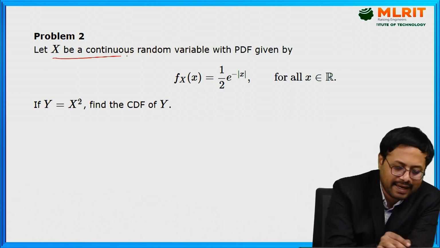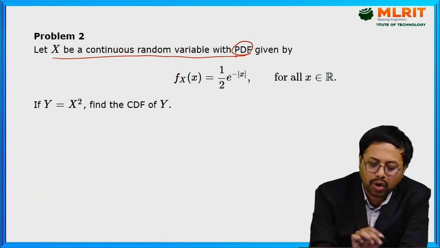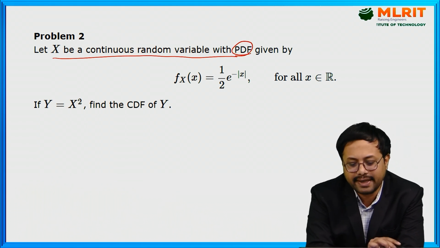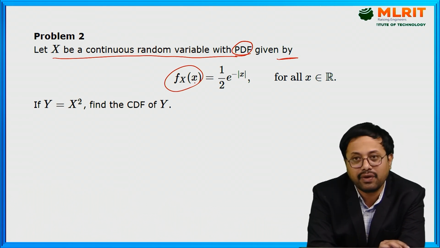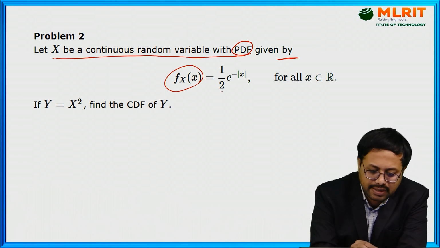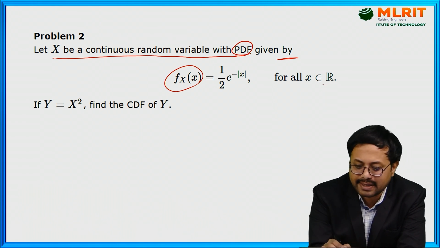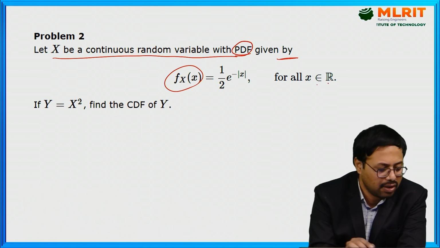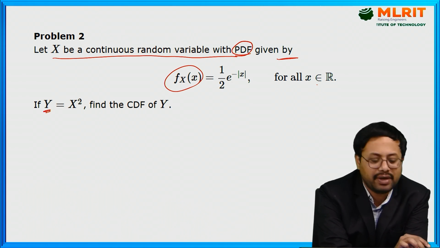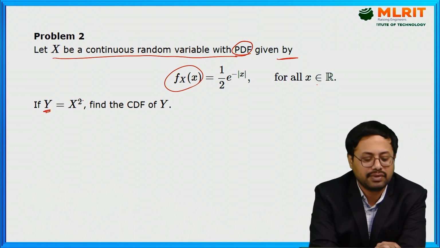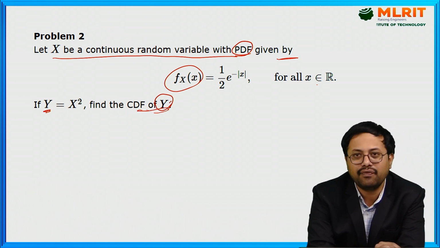Let x be a continuous random variable with probability density function. The probability density function is given by this notation, which represents the density function, equal to 1 by 2 e power minus mod x for all x belonging to real values. If y, another random variable, is equal to x square, find the CDF of y.